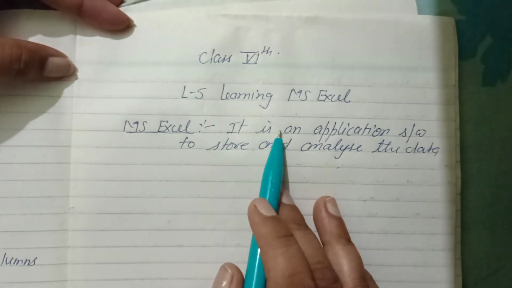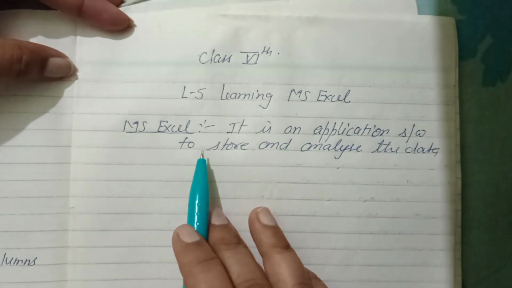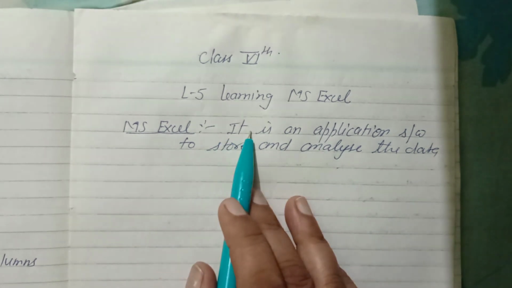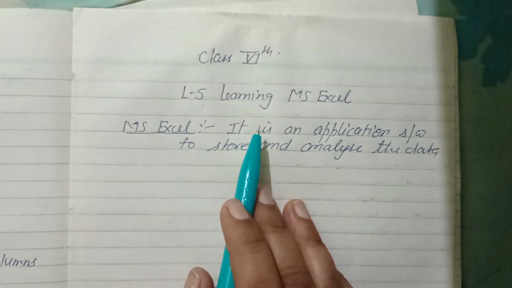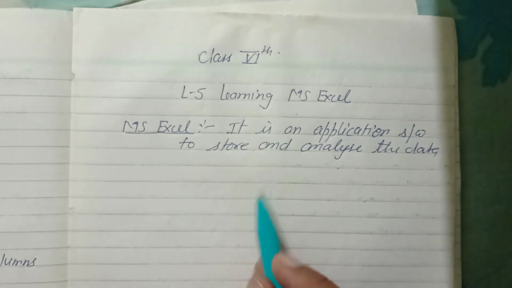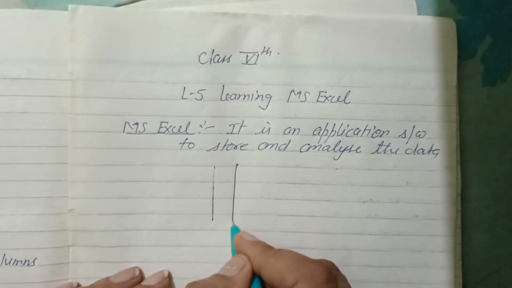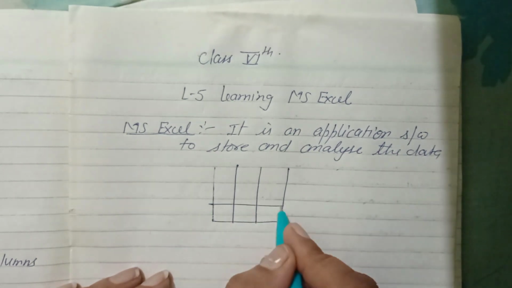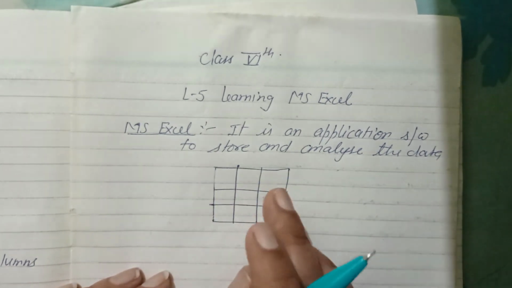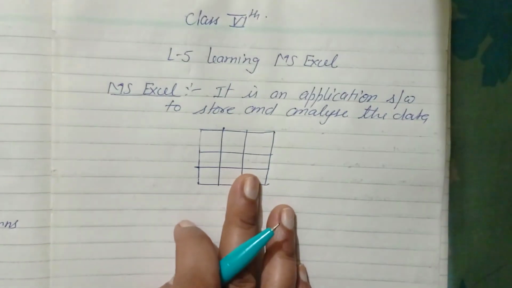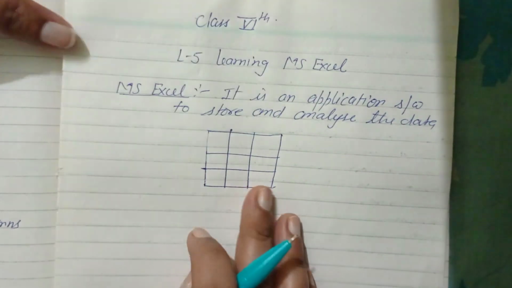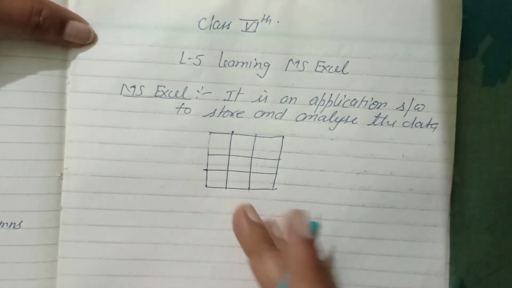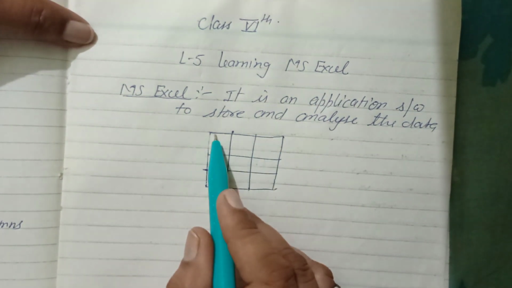Students, MS Excel is an application software to store and analyze the data. Means this is the software where we can store data in tabular form. Tabular form is this form, means where we can store data in the table. Okay, this is the tabular form, right? In this form we can store data in the form of rows and columns.